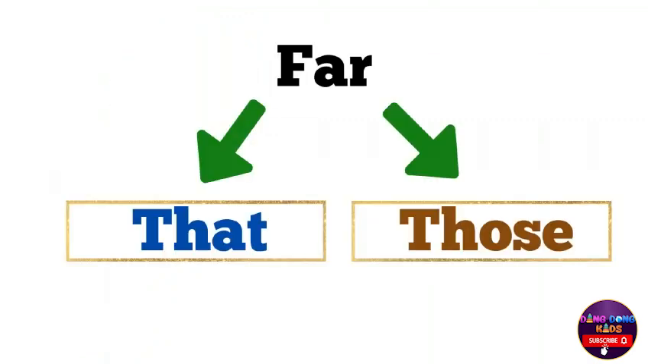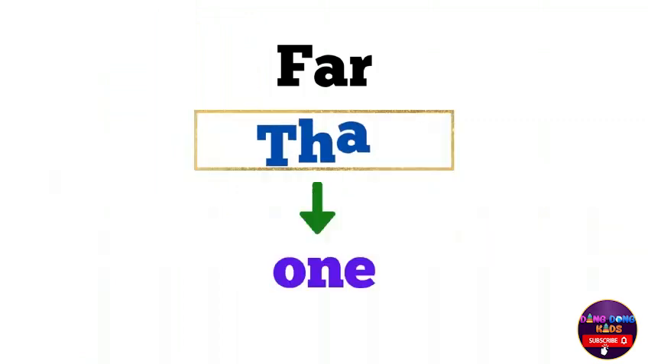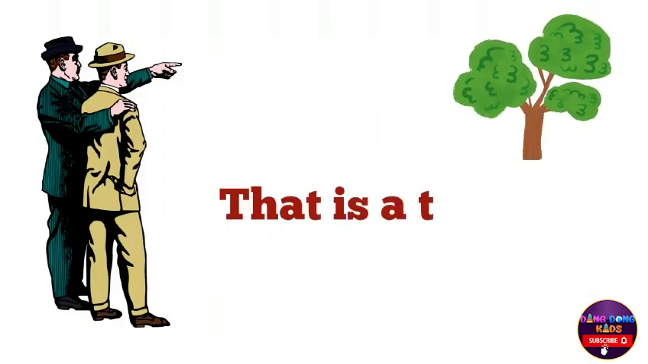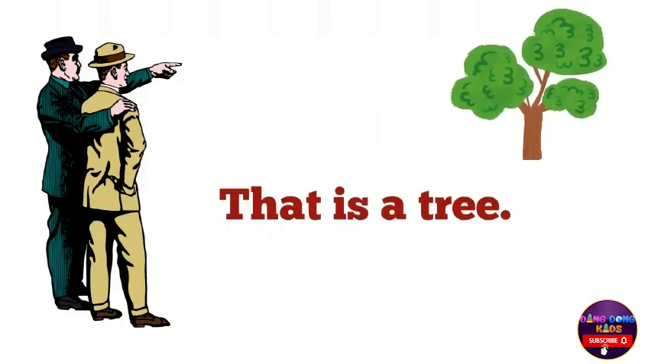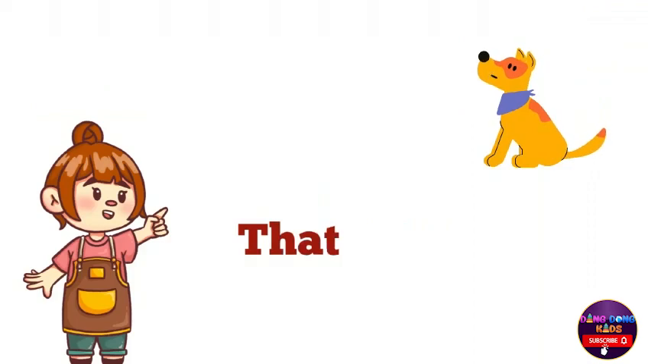When things are far away from us, we should use the word that or those. When one thing is far away from us, we should use that. That is a tree. That is a dog.